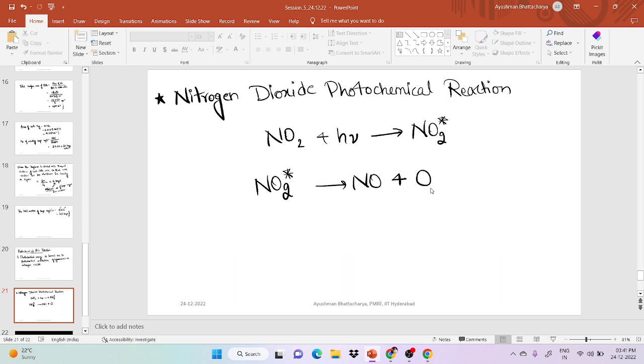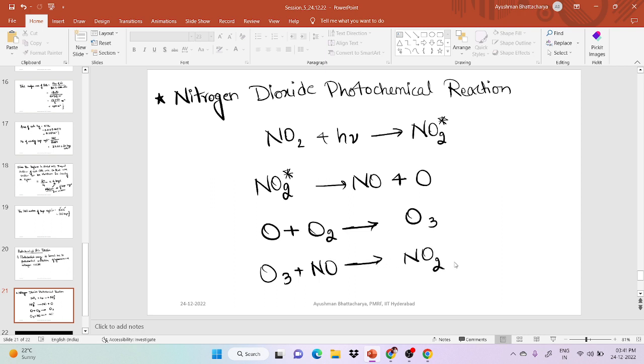Then this atomic oxygen reacts quickly with the molecular O2. So O plus O2 forms O3. This ozone may also react with the NO to form NO2 plus O2.